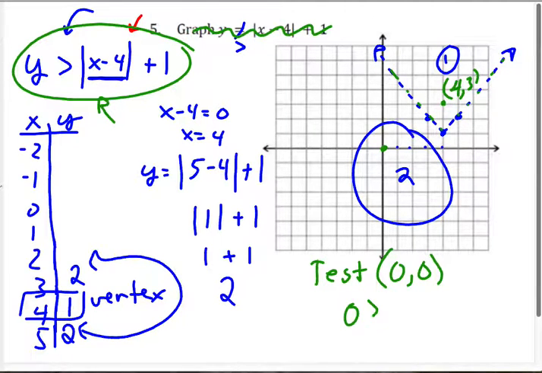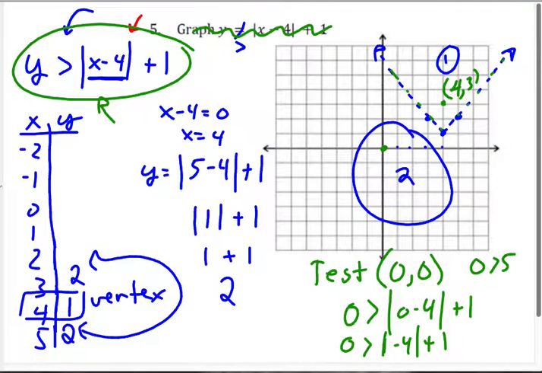0 for the y is greater than absolute value of 0 minus 4 plus 1. Well, this is 0 is greater than the absolute value of negative 4 plus 1. Absolute value of negative 4 is 4. 4 plus 1 is 5. So basically we're saying is 0 greater than 5. Once again, we get a false test. So that means this is not a solution.